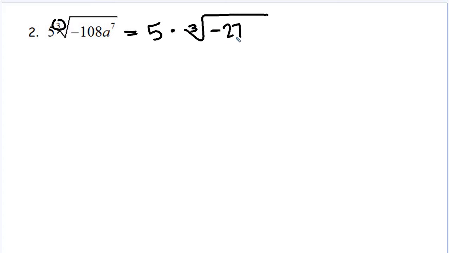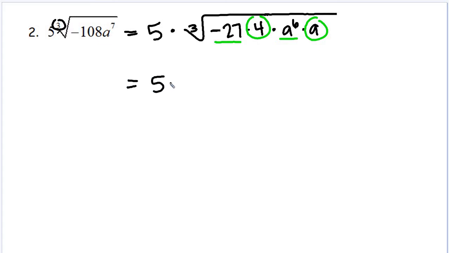I happen to remember that 27 times 4 is 108, and 27 is a perfect cube. It's 3 cubed. So then I need to break down a to the 7th. So 7 is not divisible by 3, but I can write it as a product of a to the 6th times a. So we're going to do that same process. 27 is a perfect cube, 4 is not, a to the 6th is, a is not.